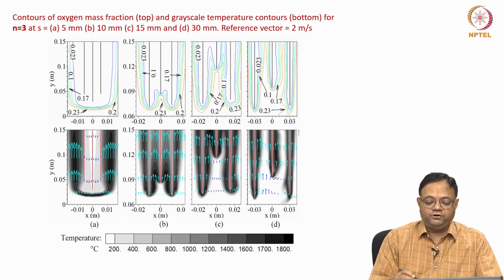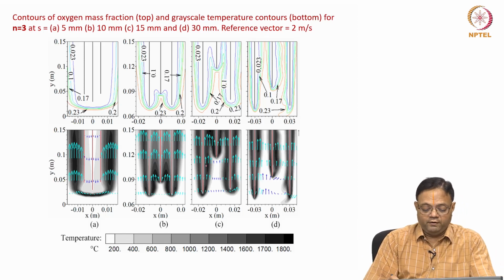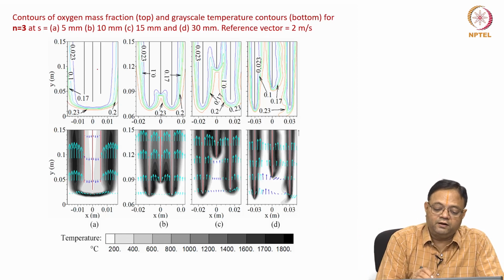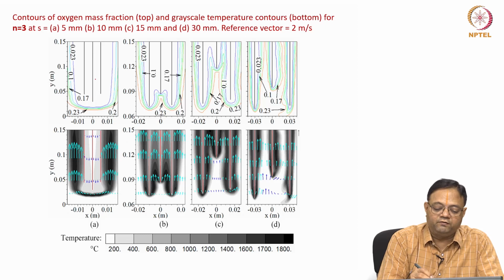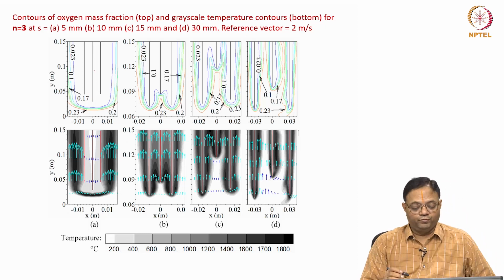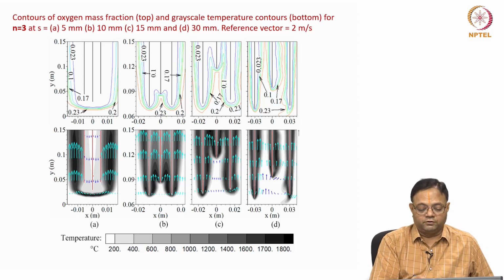Similarly, for the three sheet case, now kept at different separation distances of 5 to 30 mm, you can see that even with three sheets, the oxygen contours and the temperature contours show there is no activity between any two sheets, and a single flame engulfs the three sheets together and burns.